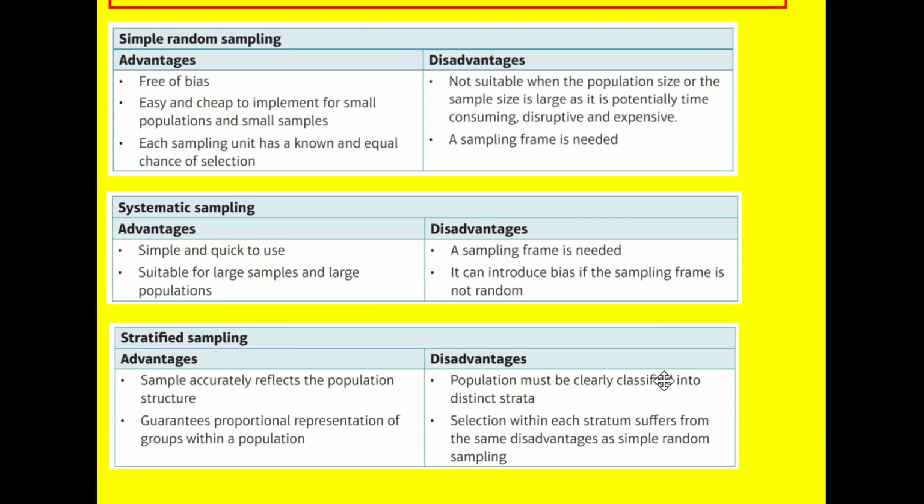Okay, stratified sampling. So this tries to reflect the population structure. It's like that's the built-in mechanism. So it's going to guarantee proportional representation of groups within a population, which is not the case for the others. But you've got to again know your whole sampling frame, you've got to know everyone, you've got to split them all into strata, and you still get the same kind of issues as simple random sampling.